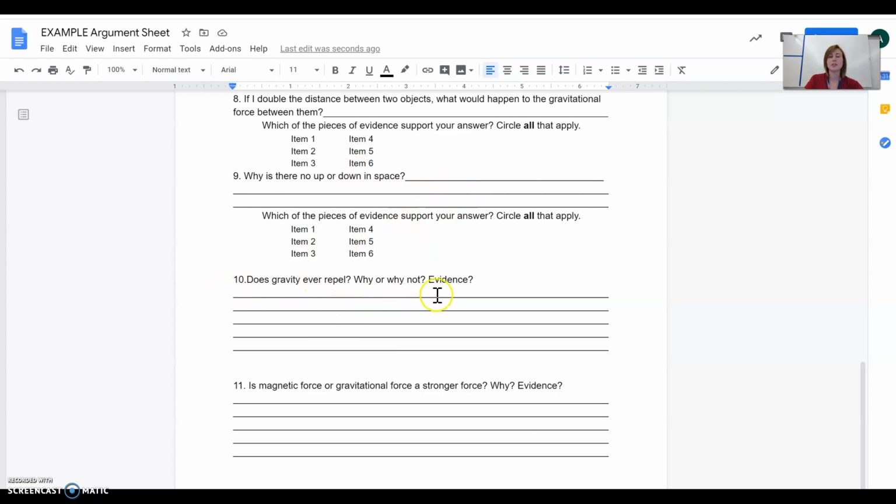For number 10, you don't need to use the evidence pieces from the PowerPoint or the Google Slides. You can just use evidence from your own experience. Have you ever seen gravity repel something? Have you ever seen something like a person all of a sudden go flying away from Earth's gravity for no apparent reason? Probably not. I don't think we've ever seen gravity repel. It's an attractive force. So your evidence for that could be your personal experience. You've never seen gravity repel, right? And if we haven't seen it, then we have no proof that it could happen.